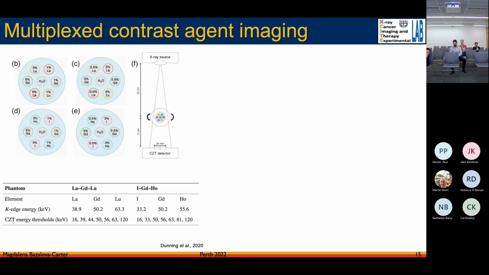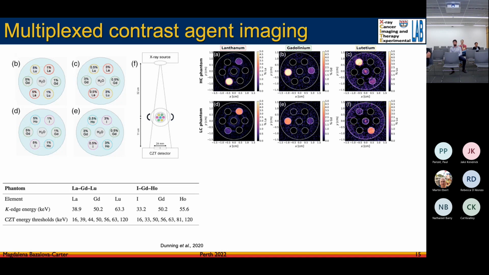And then we had iodine, gadolinium, and holmium. And what was interesting here is that gadolinium and holmium K-edges differ in about 5 kV. And it was maybe pushing it a little bit because from the manufacturer, we knew that the energy resolution of the detector was about 8 kV. And now we are trying to distinguish materials that were 5 kV apart. Well, luckily we were actually successful.